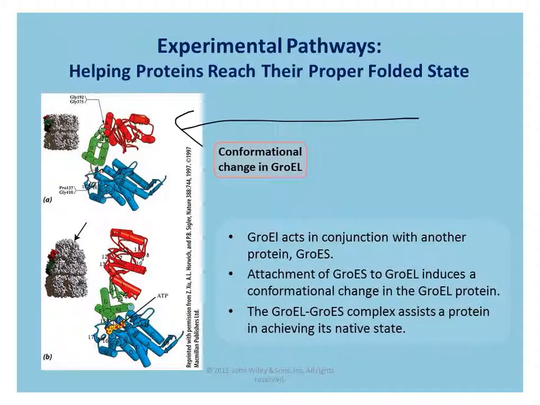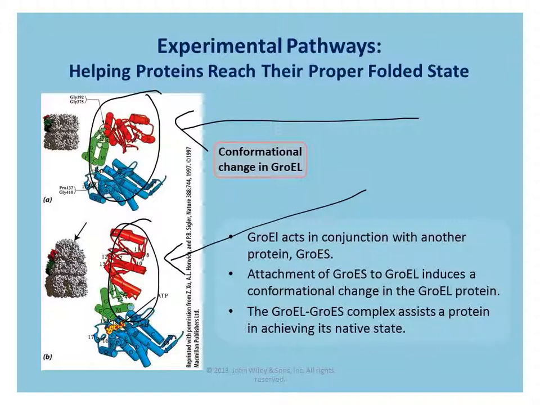The first figure here is showing you GRO-EL without the cap, GRO-ES. When GRO-ES is added to the GRO-EL, to enclose the chamber, what they see is there's a shifting of some of the domains, the protein segments that are on the interior of the cavity. And this particular red domain actually moves out, making the cavity larger. So you can see the shift in this domain here from this diagram when the cap is added.